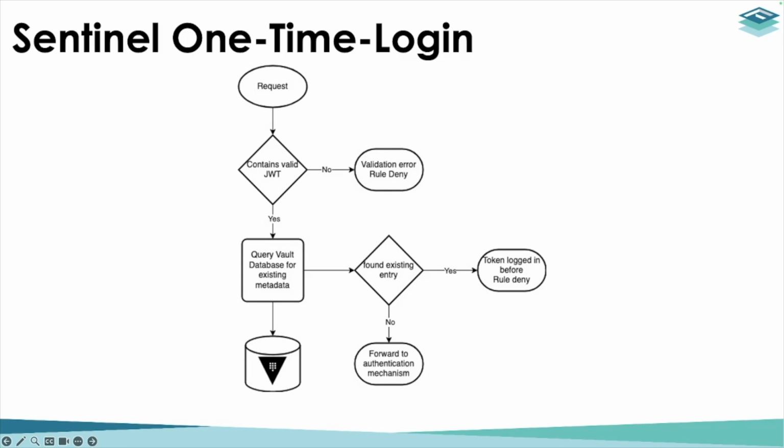If we look at the flowchart here, the process is relatively simple. We check an incoming request if it contains a valid JWT. Then we query the Vault database to see if we find existing metadata that matches with the pipeline token that we're looking at. If we find said metadata, we can safely assume that this pipeline is already logged in once, meaning we can deny the login request. If we don't find metadata, we can safely allow the request to continue to the actual authentication mechanism. And just to be clear, this policy does not in any way interfere or bypass existing authentication mechanisms. Instead, it works on top of them. And now let's have a look at this in practice.